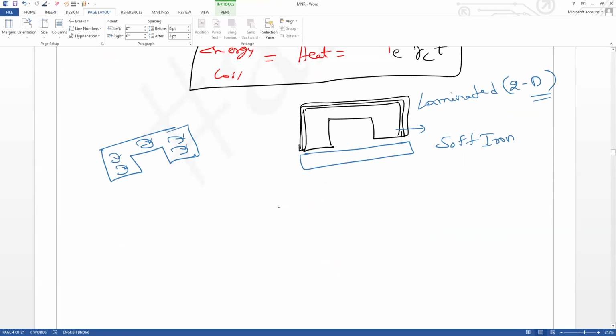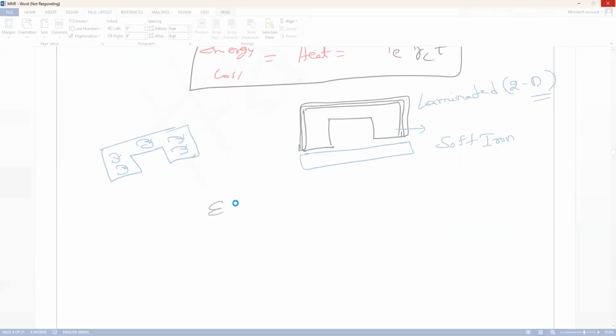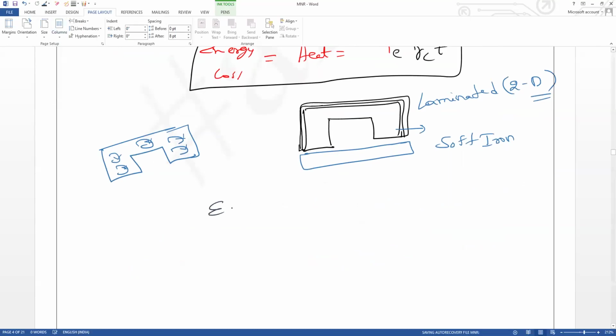Do you all understand, everybody? So that is what will happen. The effective path of eddy currents is going to decrease, meaning no large loops will form. So that is what you have to remember. The effective path of eddy current decreases, so there are very small loops because it is now two-dimensional. The plates are very, very thin.